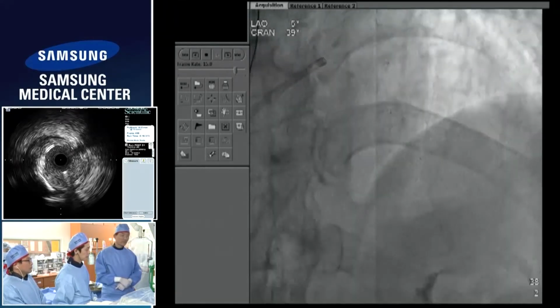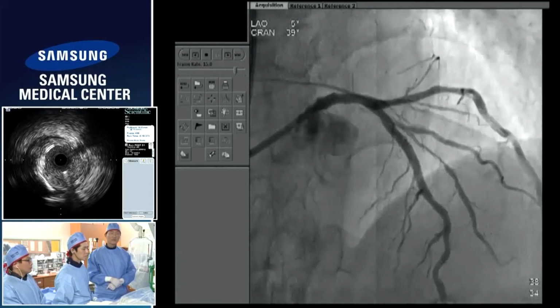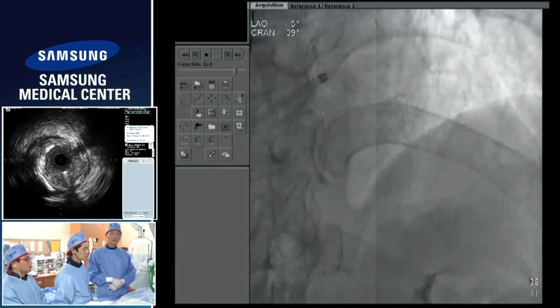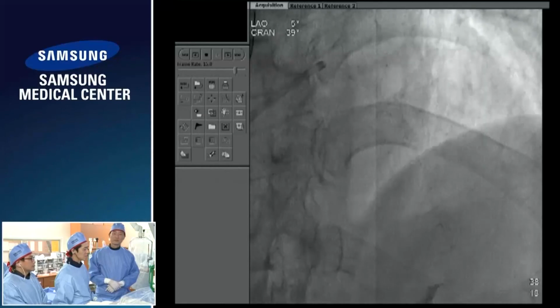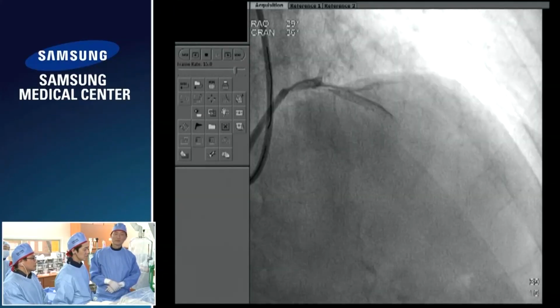Well, if there are any comments from the panel, we'd like to congratulate you for showing us a very interesting complex bifurcation case using BVS with great teaching points. So thank you very much.